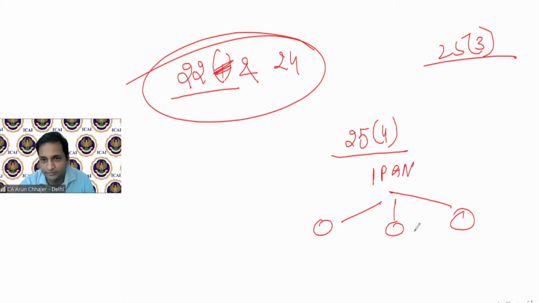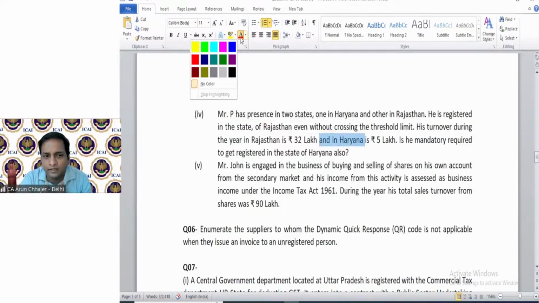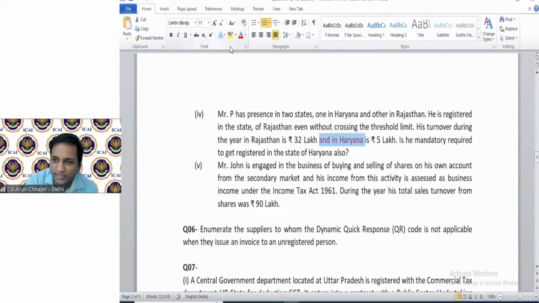I have assumed. Assumed क्या लिखा हुआ है सर, लिखा हुआ भी है, एक मिनट आना. In Rajasthan or in Haryana. But you can say that it is an intrastate supply. It is within the state only, because if it is outside that state, then without crossing the threshold limit, it is not covered by section 24.